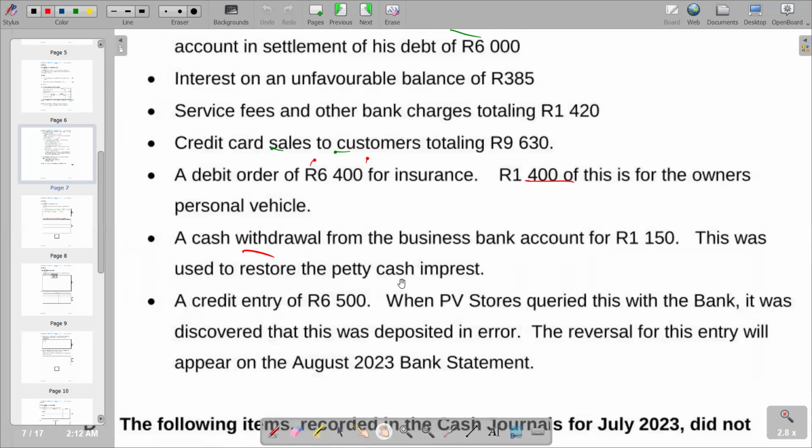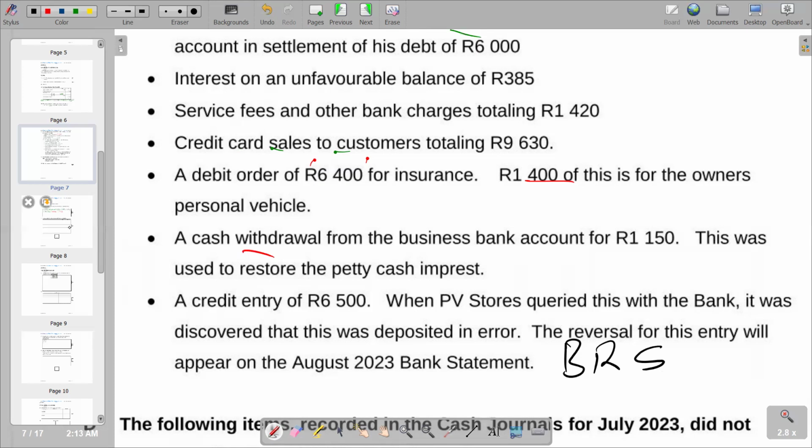So all the adjustments that we needed to do were adjustments that were on the bank statement but not in the journals, which were in this section. But this one, we are going to adjust it in the bank reconciliation statement, because it's on the bank statement, but it's not supposed to be there. So we can only remove it in the bank reconciliation statement.